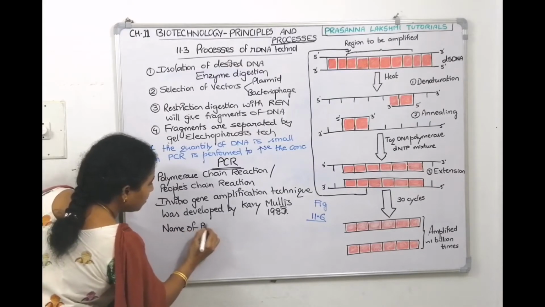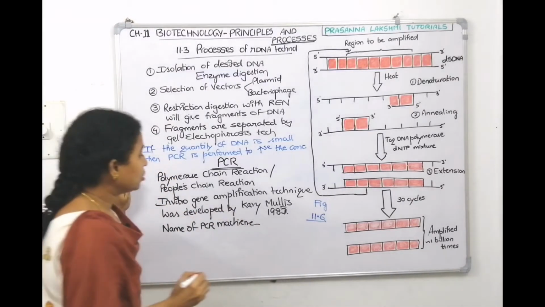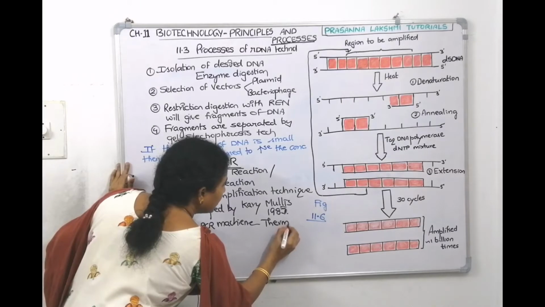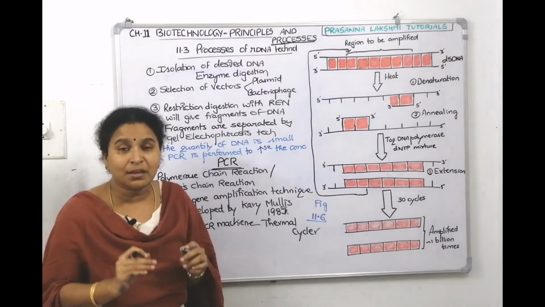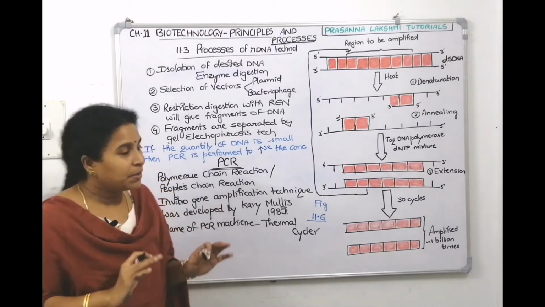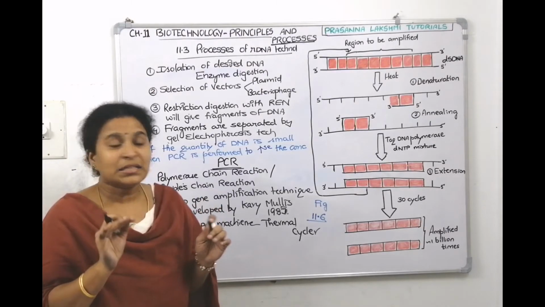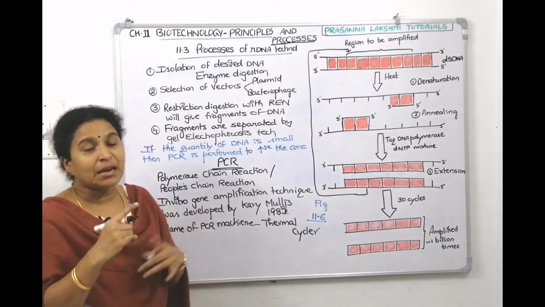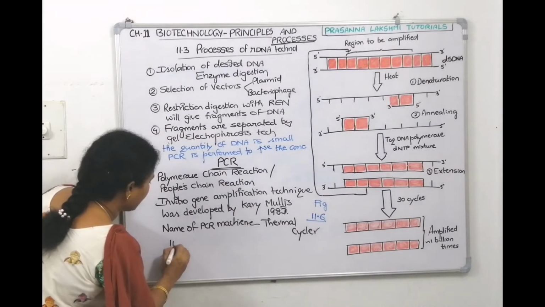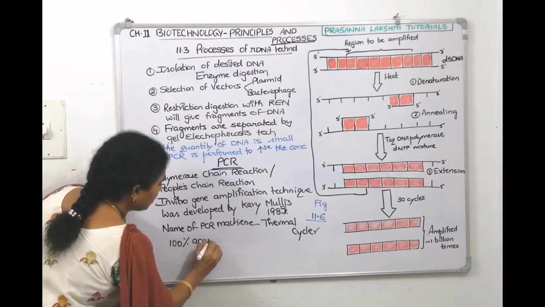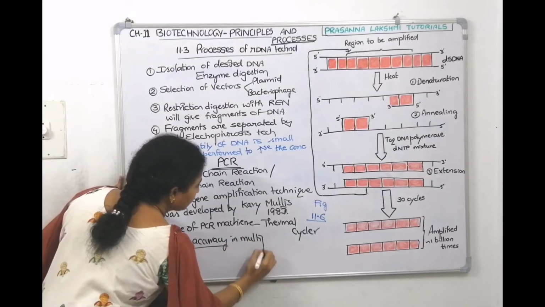The name of the PCR machine is called thermal cycler. And it perfectly amplifies the DNA without any damage or any mismatch in base pairing also. 100% accurately it will multiply the DNA. It gives 100% accuracy in multiplication.